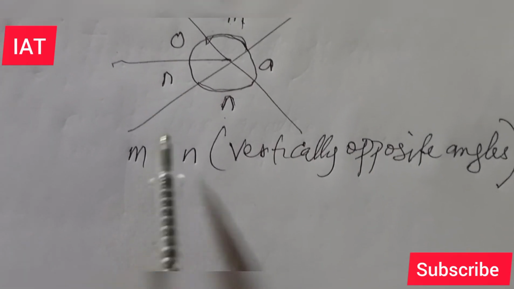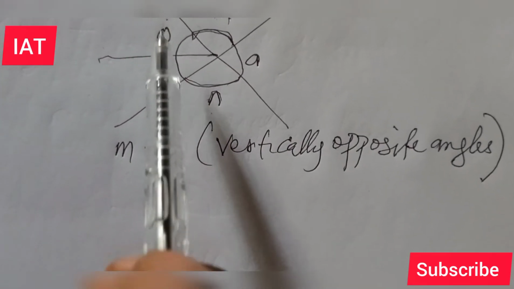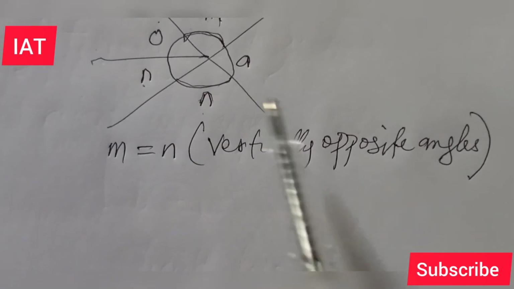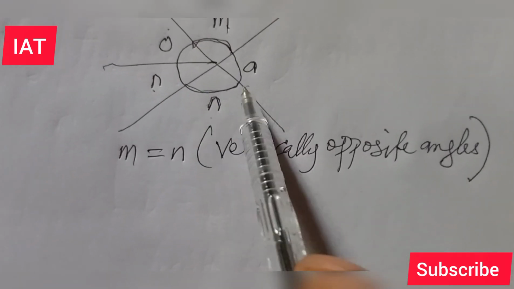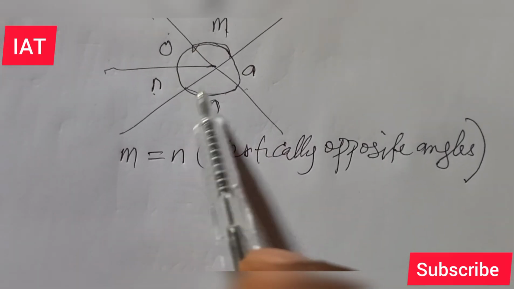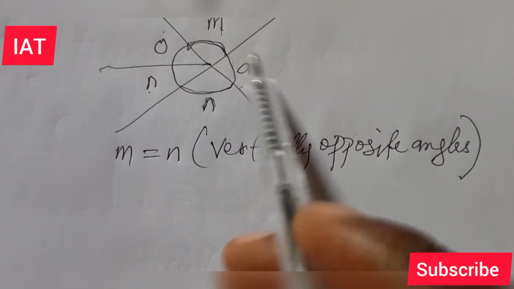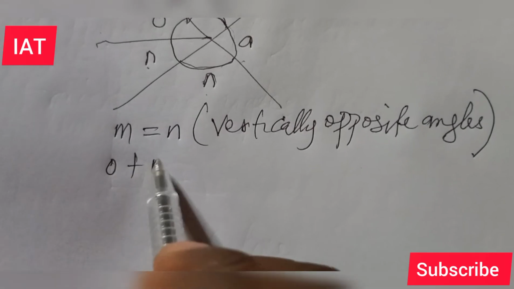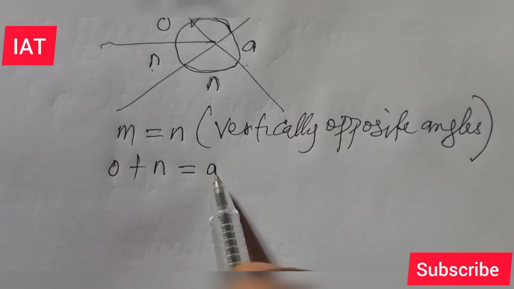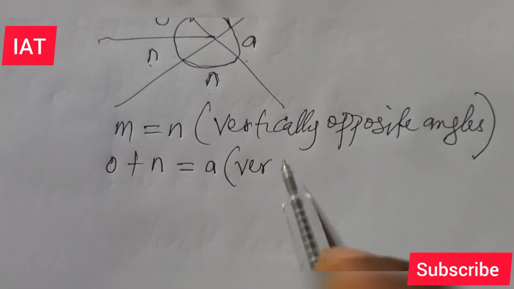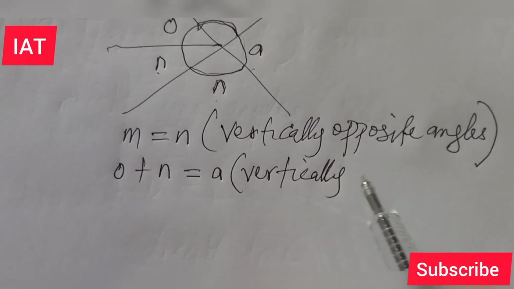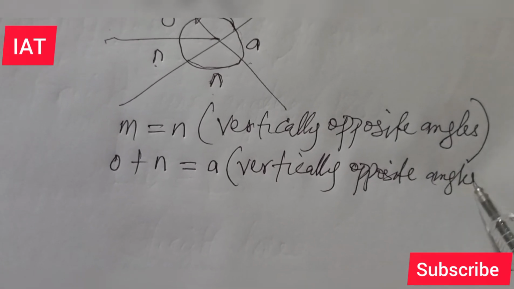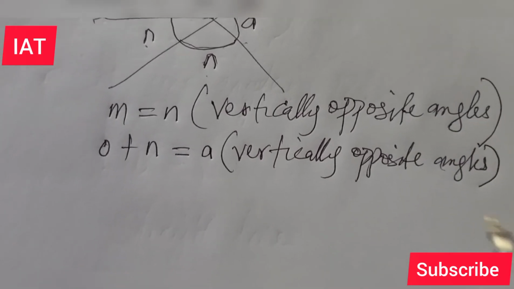Again, you also observe that point O and N is equal to A. How? The same way this is opposite to this, the same way this particular one is also opposite to this. All right, so I can easily conclude by saying O plus N is equal to A, and the reason for this is also vertically opposite angles. Okay, just take note of that.